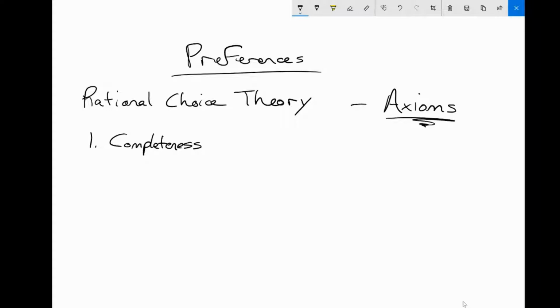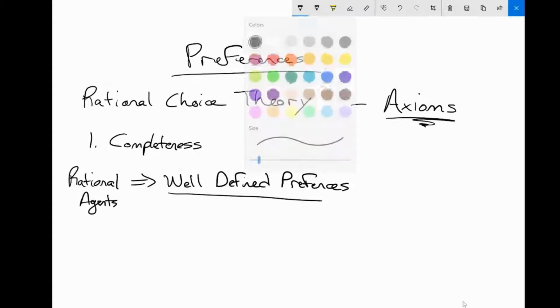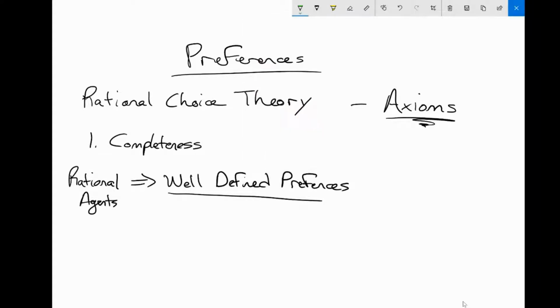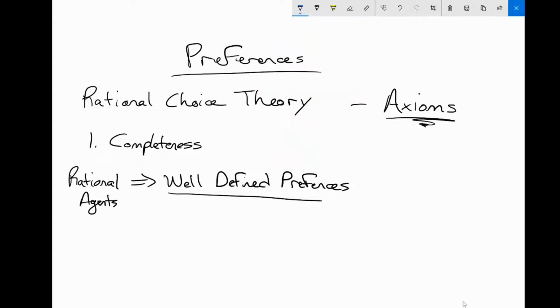Now, remember when I talked about rational agents, I said that rational agents have well-defined preferences. Well-defined. What does that mean? What does it mean to have well-defined preferences? For me to present exactly what this means, allow me to define some terms. I'm going to use some letters. I'm going to use the letters A, B, C, and D.